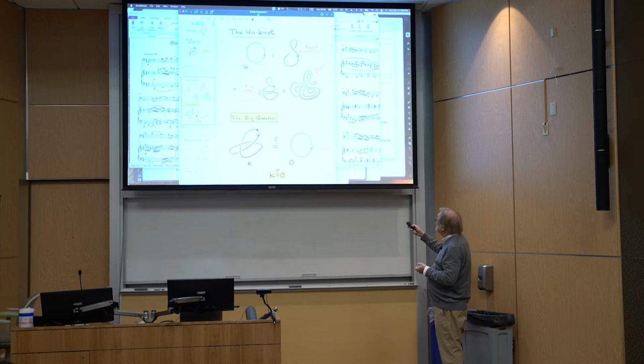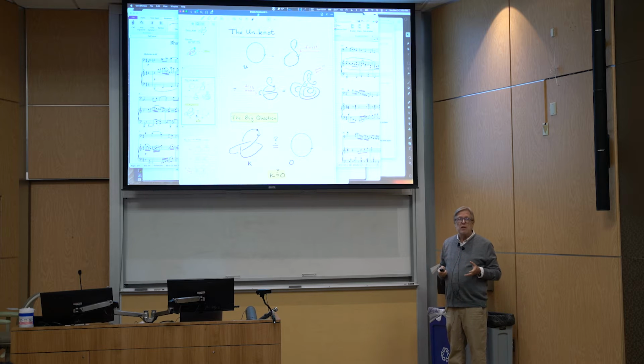Sergei mentioned this. Another thing we can do, I think he called these, let's see, there were twists and there were pokes, that's the way you call them. So you can grab a loop and you can drag it underneath or over another loop. And again, that's something that you can undo without cutting the string. So this knot and this knot and this knot, and I think this knot are all equal to each other, okay? So the big question is, this so-called trefoil knot, is it equal to the circle or not?